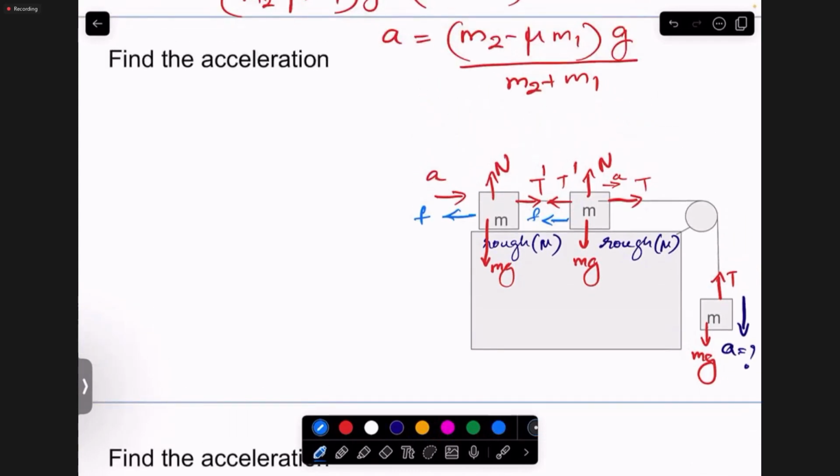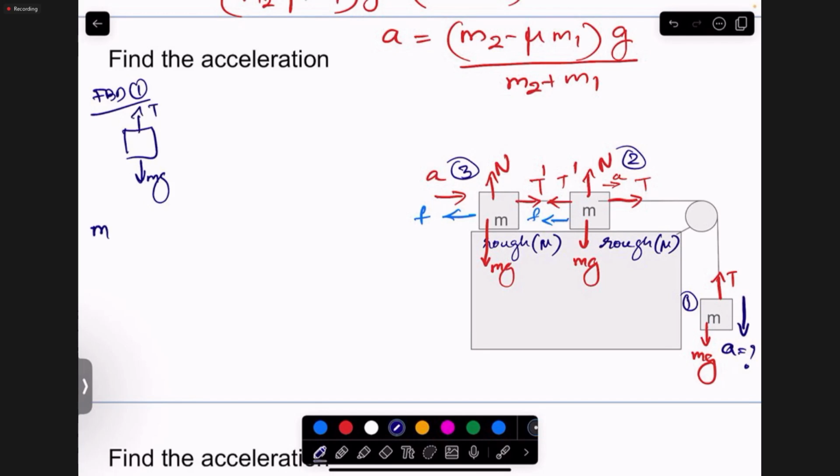First we will draw the free body diagram of block 1. Block 1, this is block 2, this is block 2. FBD1 will be mg and T. So net force equal to mg minus T equal to m times A, equation 1, and T equal to mg.